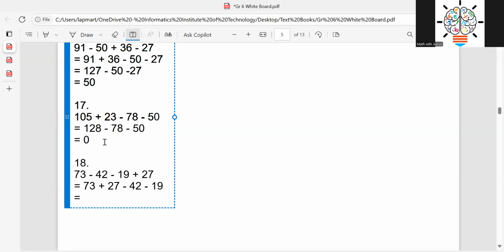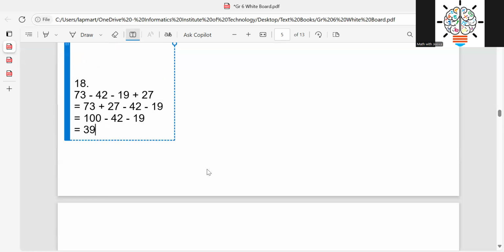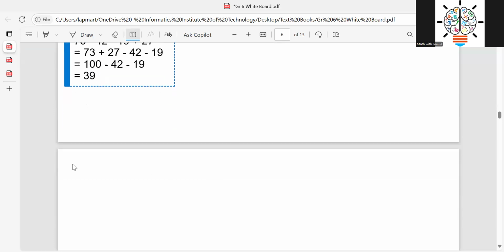So if you take 73 and 27, it gives me the answer 100. From that 100, I deduct 42 and then I deduct 19, right? So then we'll see what will be my answer. From 58, it gives me 39. I want to double check whether I did it correctly, especially when you are dealing with positives and negatives. So it is 39. So it is correct.